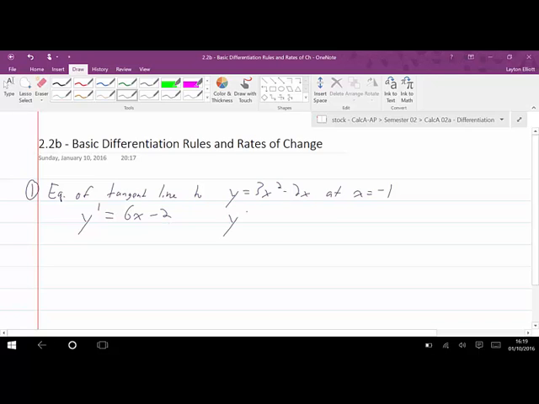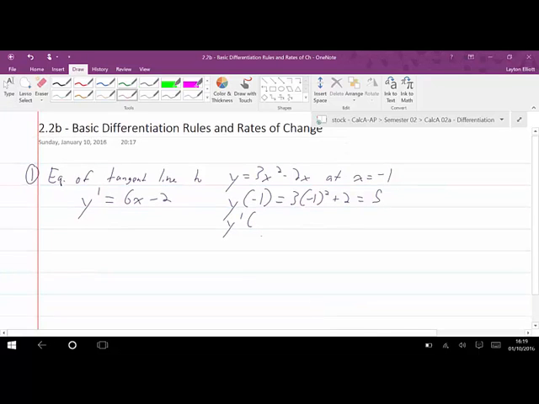Then I want to find the ordered pair. If I plug negative 1 into the function, I get 3 times negative 1 squared plus 2, which would be 5. Then I want to find the slope of the tangent line, which is the y value if I plug the x value into the derivative. So y prime of negative 1 is negative 6 minus 2, or negative 8. So this negative 8 is my slope.